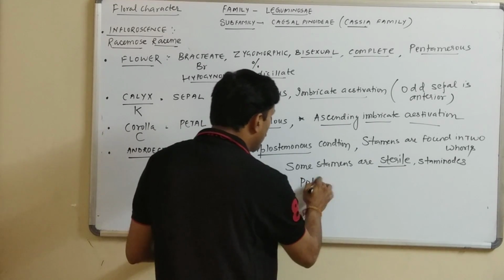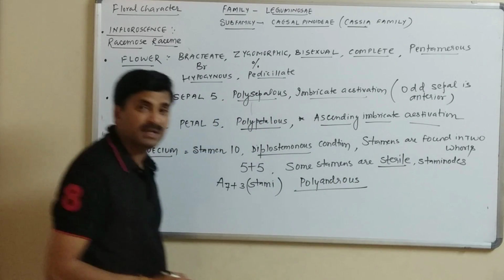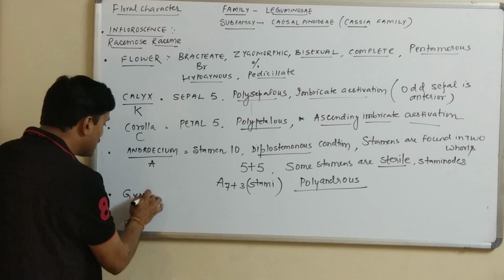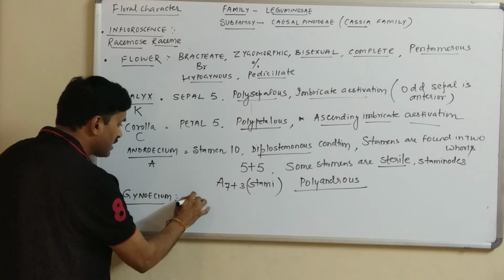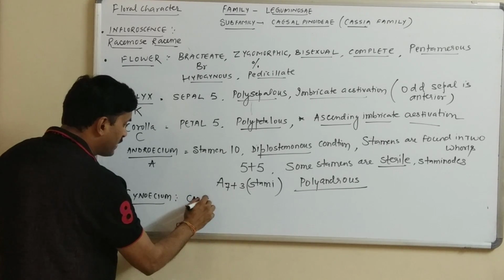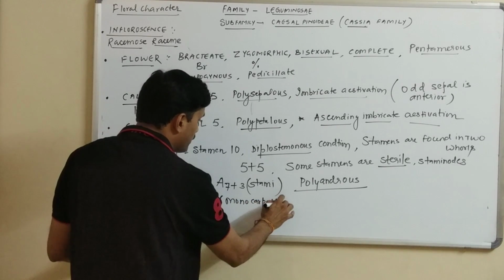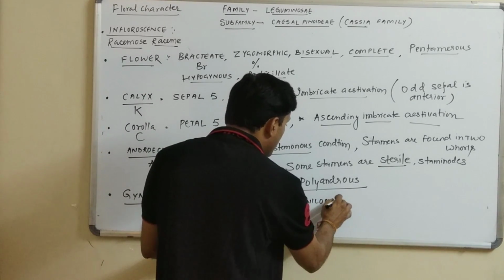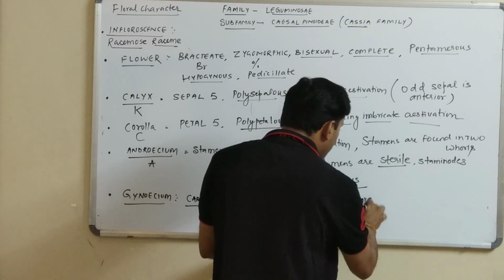And the stamens are free, means polyandrous. The stamens are free. We can call it polyandrous condition. Okay. And the last whorl is the gynoecium. Now the unit of the gynoecium is the carpel. So we can say monocarpellary condition is found. And the ovary is unilocular. And they have marginal placentation.